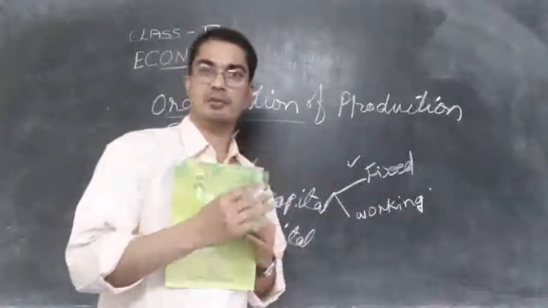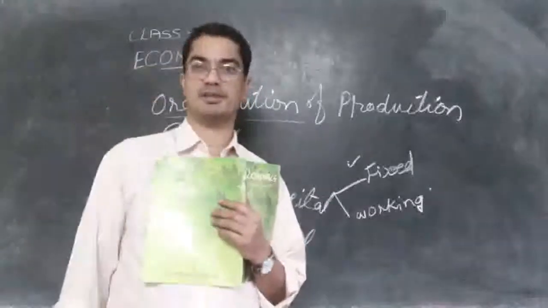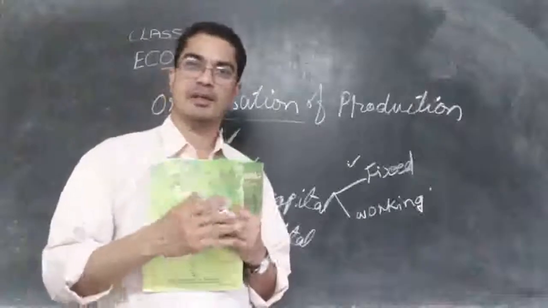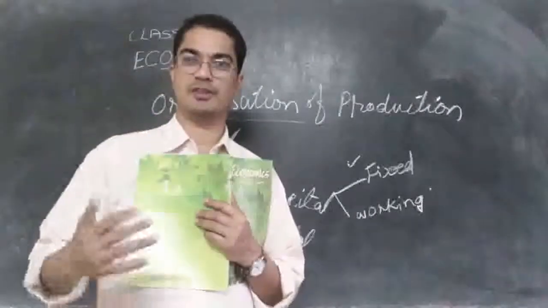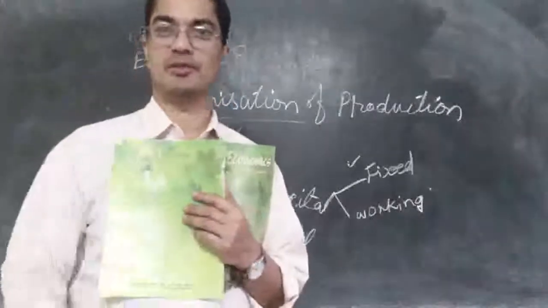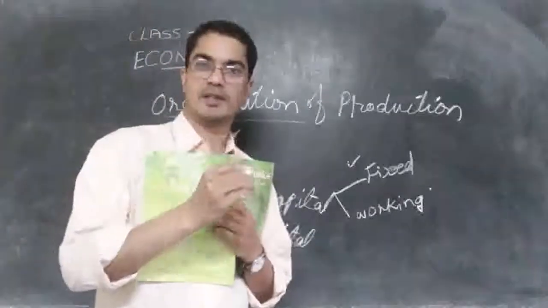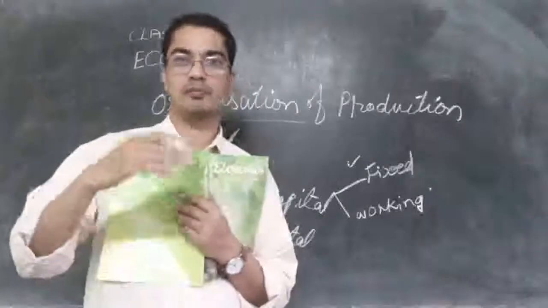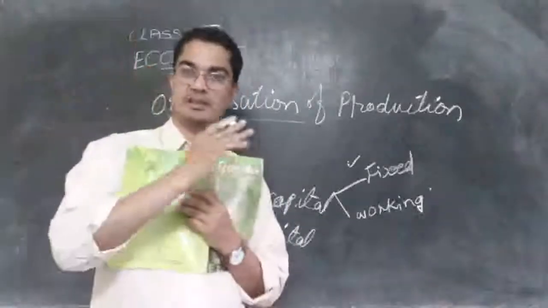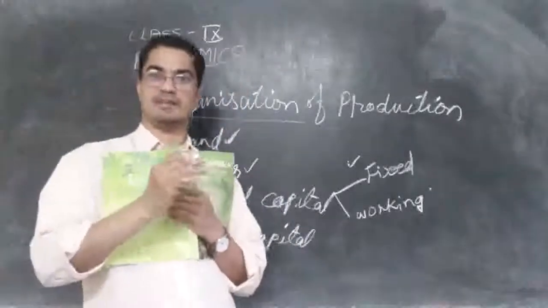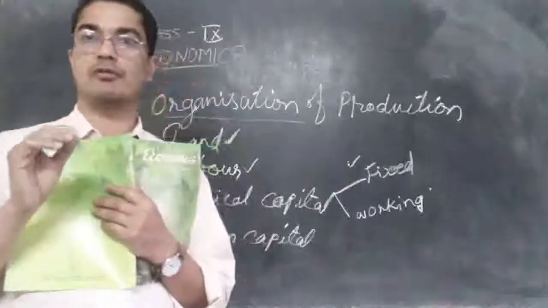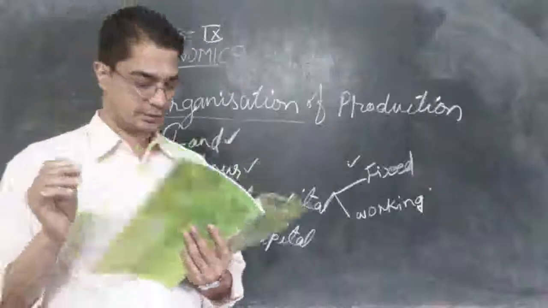The building that we make can last for many years. We are not going to make a new building every year. No, we make a building and it will go for many years, 50 years or 100 years. So that is fixed. If you buy a generator, it will go for many years. If you buy a tractor, it will go for many years. So all those tools, engines, buildings, everything is called fixed capital because we can use them for many years.